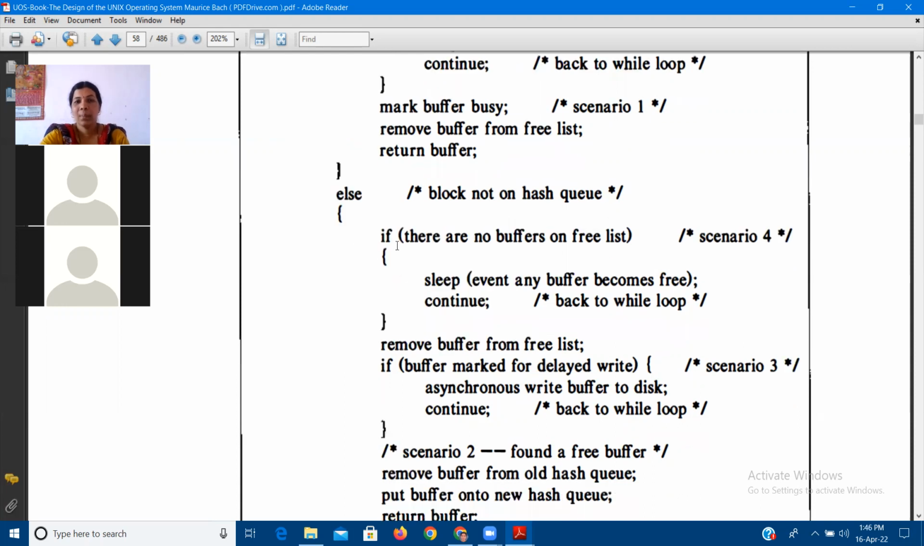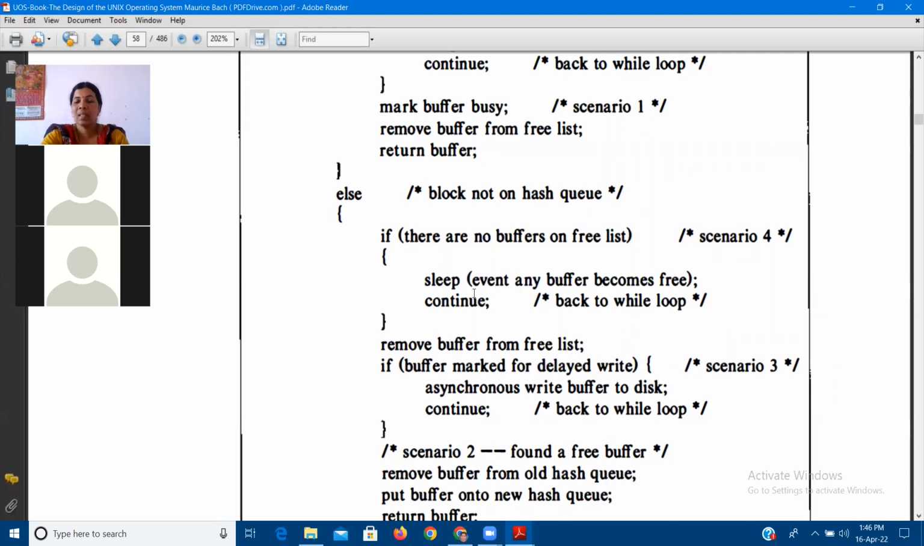So if you observe, if there are no buffers on the free list, if it went to the free list and that free list is empty, what does it indicate? It indicates the fourth scenario. In the fourth scenario we discussed: the kernel finds the block on the hash queue, but it is not there on the hash queue. That's why it goes to the free list, but the free list of buffers is empty. So there are no buffers on the free list. So what it does, again we discussed the race for free buffer, and that is nothing but the process goes to the waiting state till the event that any buffer becomes free. Until some buffer becomes free, the process goes to the waiting state.